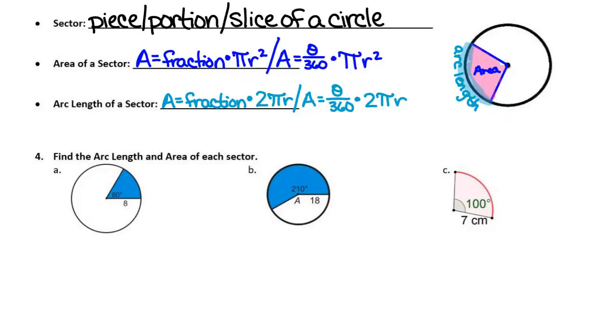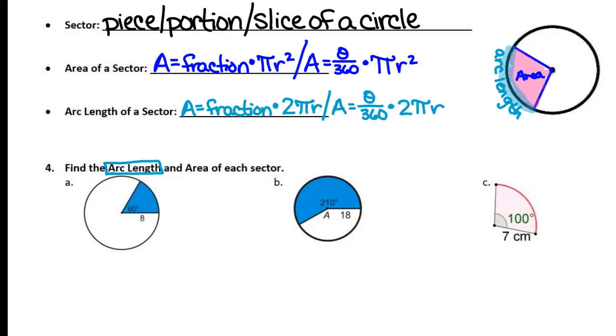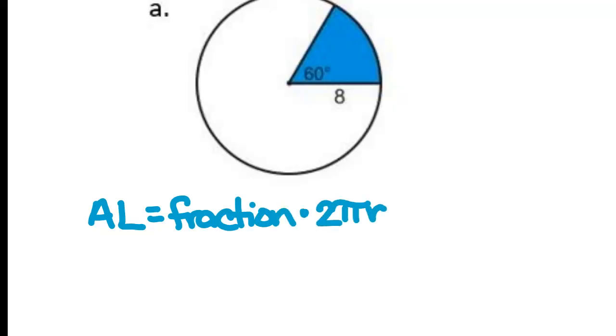All right, let's look at number 4 now. We're going to find the arc length and the area for each of these sectors. And for parts A and B, that means the shaded region. So let's find arc length first on part A. So I'm going to abbreviate arc length AL equals fraction times 2 pi r.